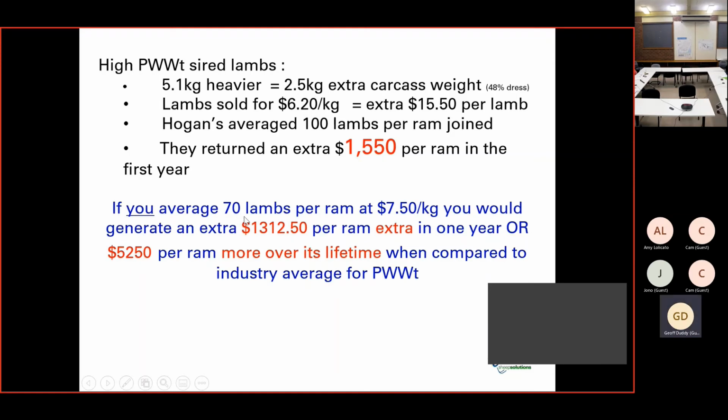If we use the same analogy and you average 70 lambs per ram, you get $7.50 a kilo for them. That means you generate an extra $1,300 in the first year or over $5,000 more over that ram's 4 joinings or its lifetime when compared to the industry average for post-weaning weight. Okay, so it does pay to pay for good genetics, particularly given, look, we're sitting $8.50 to $9.50 a kilo for most sheep meat.